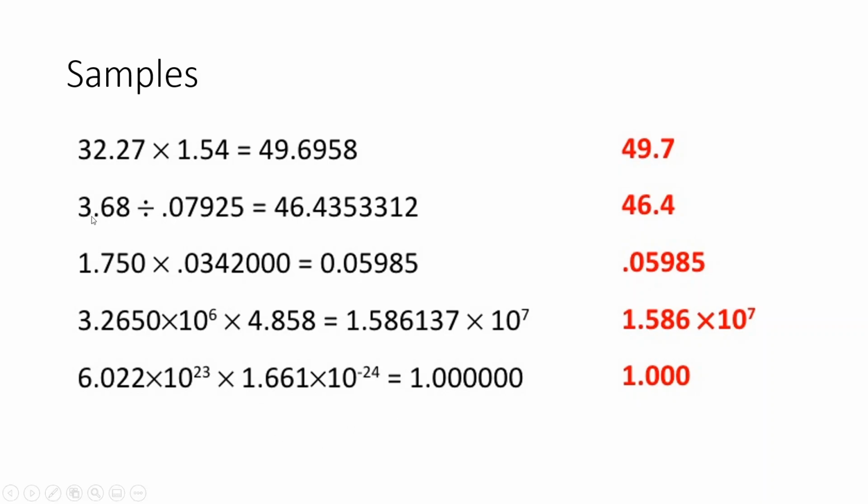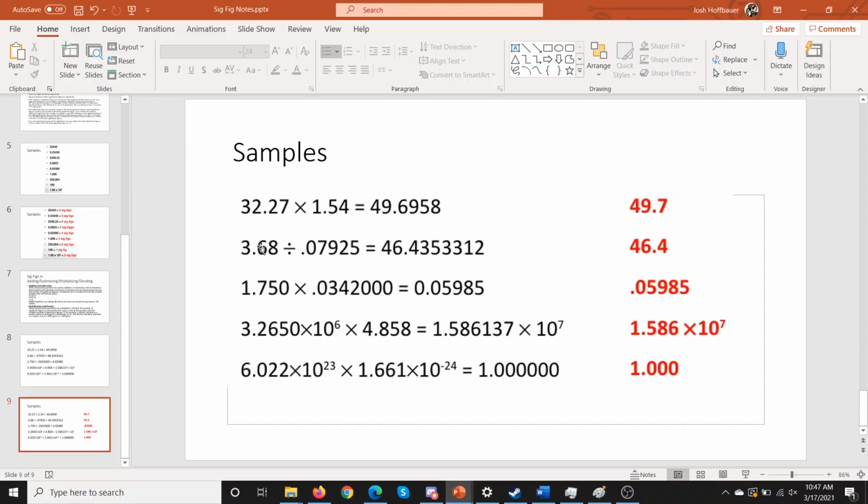The next one, 3.68 divided by 0.07925. We also only have 3 here. The first number has 3, the second number has 4. Keep that in mind, the second number here has 4, so the answer should only have 3.